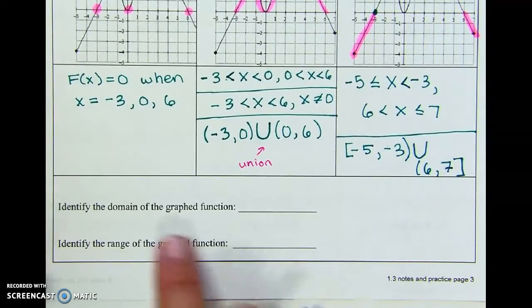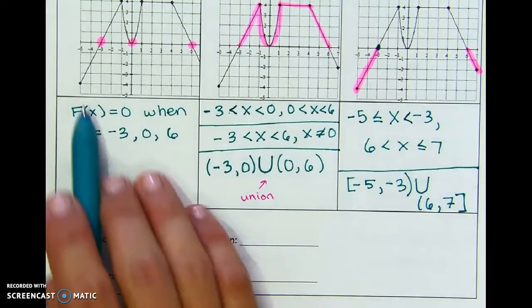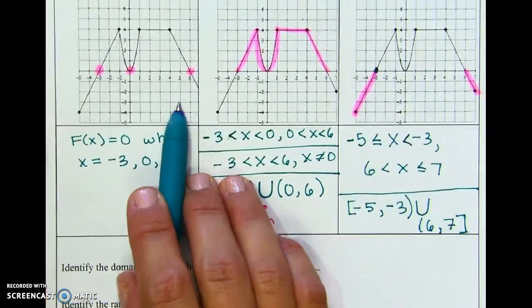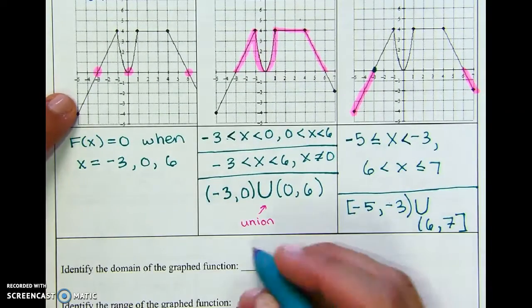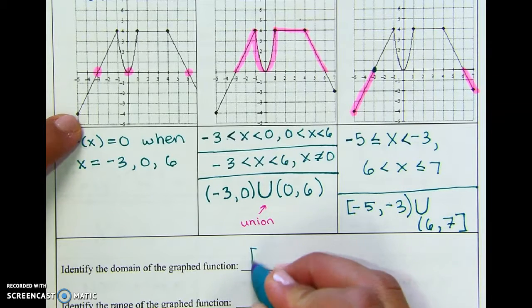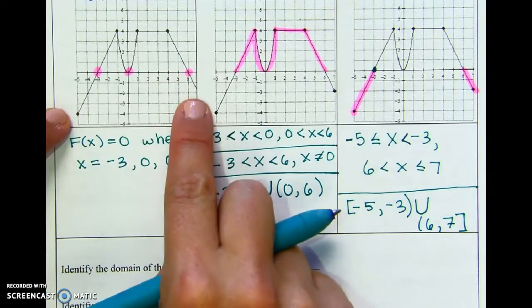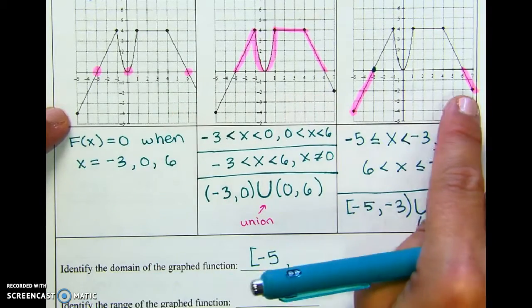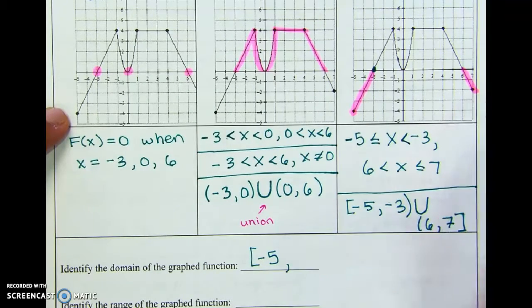All right, identify the domain of the graphed function. So what is the smallest x value you see and what's the greatest x value you see? So the smallest x value on the graph is -5, and that's included. And the largest x value, it looks like this image got cut off, so let's make sure we use these two images. So it looks like it goes to 7, yes? X equals 7.